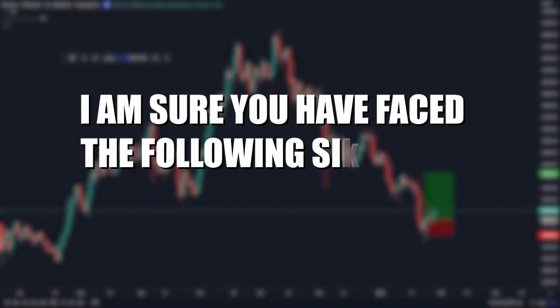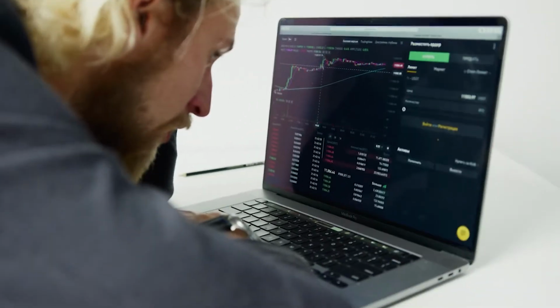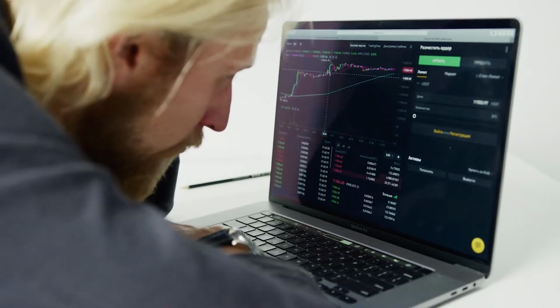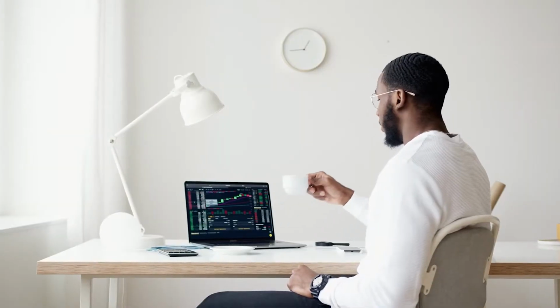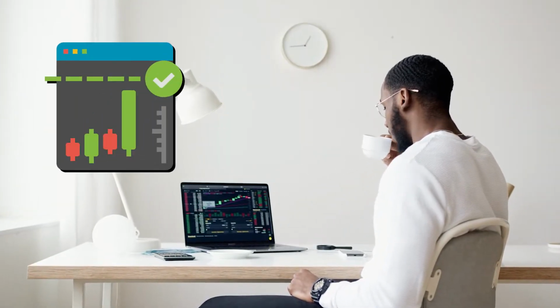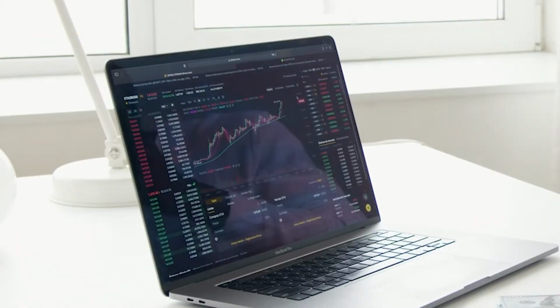I'm sure you've faced the following situation a lot of times. You're looking at a potential trade and start the chart to look for the perfect entry, stop loss and take profit. You've opened the trade and set your stop loss and take profit. Next thing you know, the chart goes in your direction and closes once it hits your take profit.